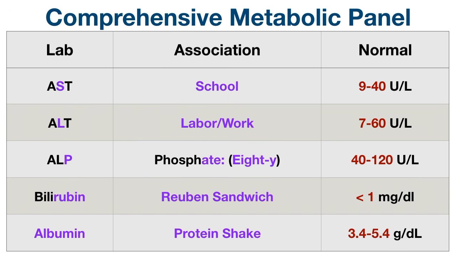So the word associations you want to memorize here are AST and school, ALT and labor, ALP and phosphate, bilirubin and Reuben, albumin and protein shake. If you remember these, then the normal lab values will come to you.